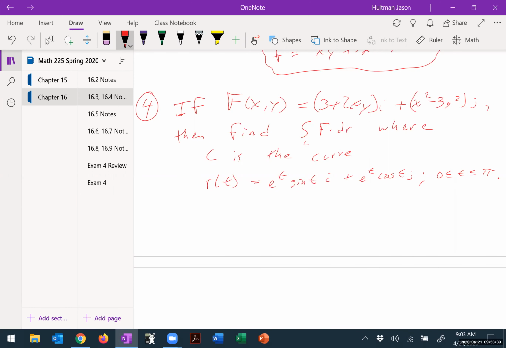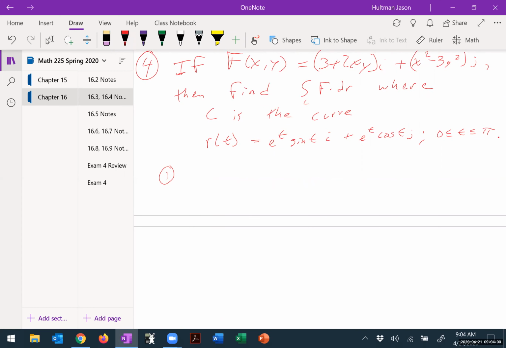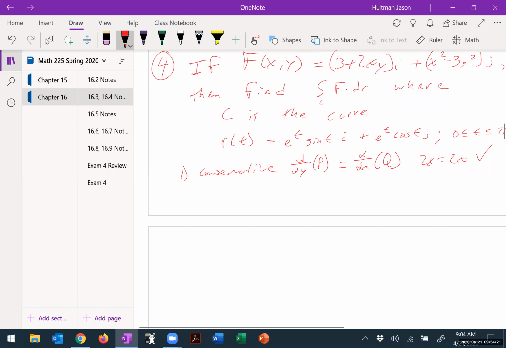So we're going to find the line integral over c of this curve. Basically we're asking, can we use the fundamental theorem or not? So what do we know? Let's test to see if this is conservative. Is it conservative? Well, is d dy of p equal to d dx of q? Yeah, 2x equals 2x, so it checks. It is conservative. That's good.